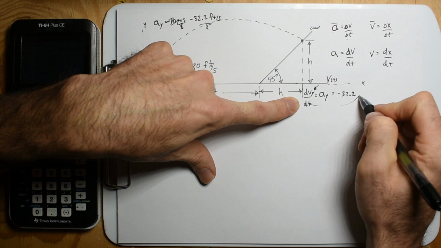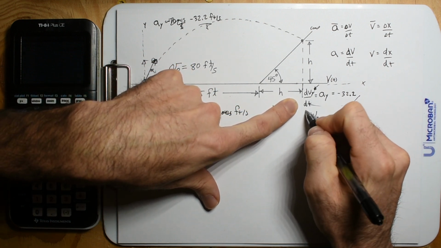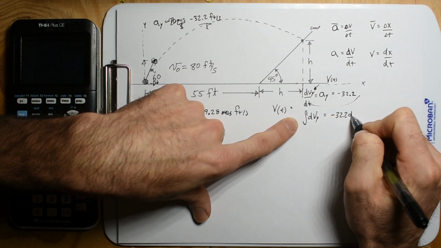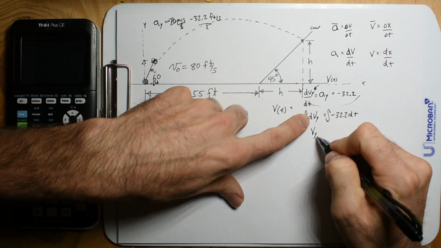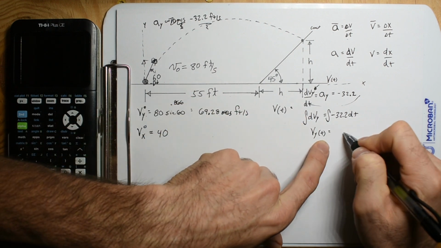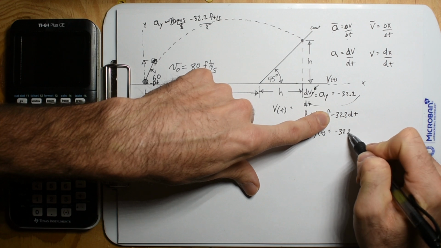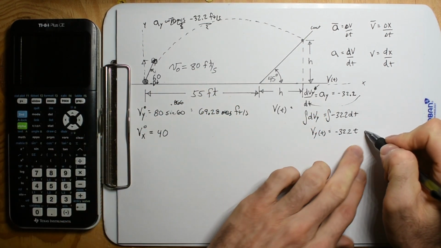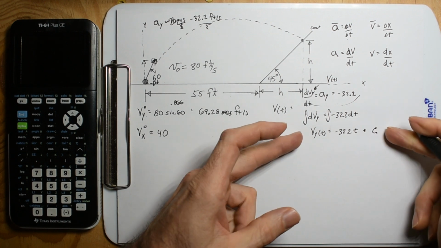So we separate variables, and we're going to have dvy, integrate that, is going to be negative 32.2 dt. Okay, so we're going to integrate both sides. We're going to get velocity in the y direction as a function of time. To integrate a constant, we're going to have negative 32.2 t. All right, and we do have plus some constant of integration.